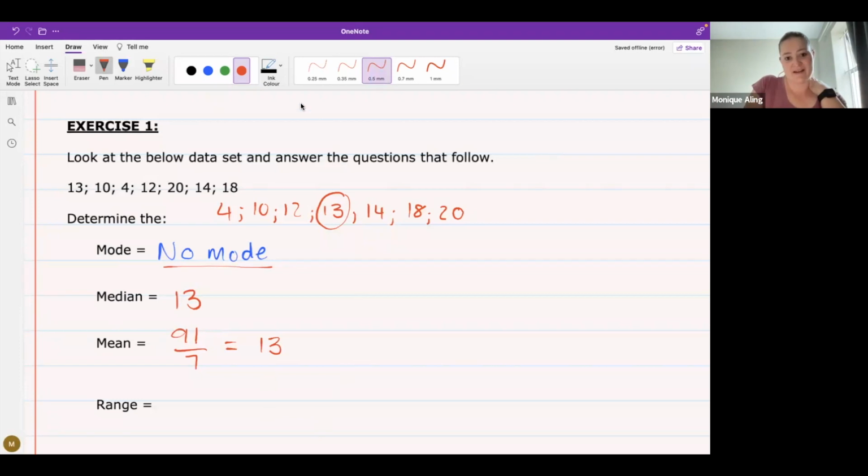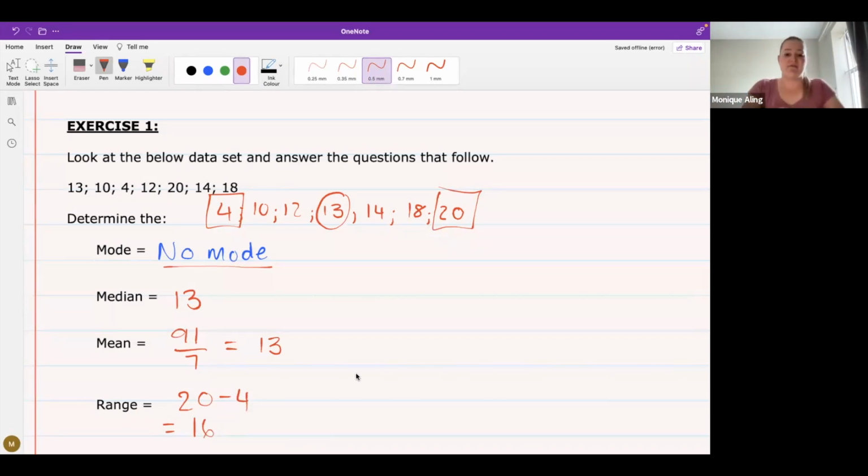Okay. So always double check in the test that you have included all the numbers. And then range, of course, is our highest number minus our lowest number. So it is 20 minus 4. So our range is 16.